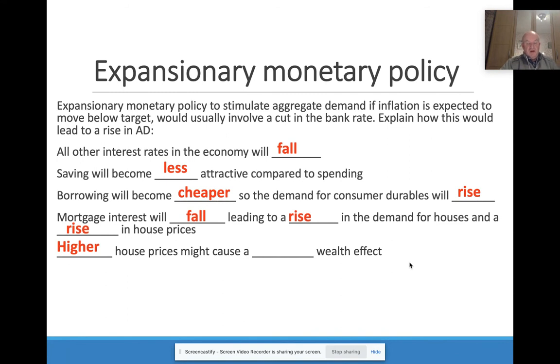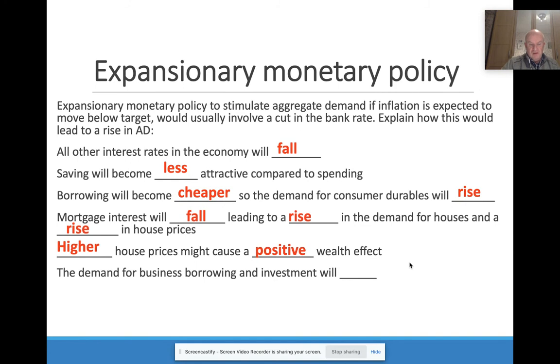Then higher house prices will cause a positive wealth effect, where people feel they've got an asset that's worth more money, and so they're more likely to spend more. The demand for business borrowing and investment will also rise, and the external value or the exchange rate of the pound will actually fall in this instance.